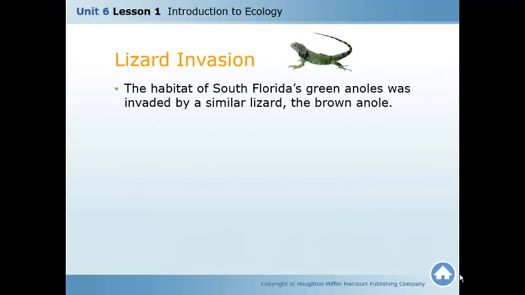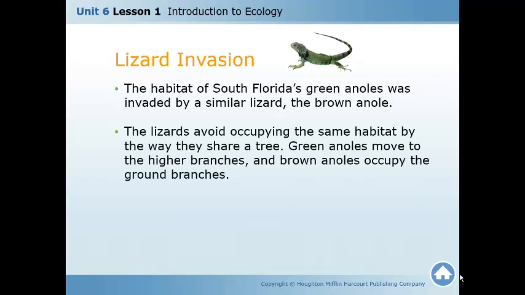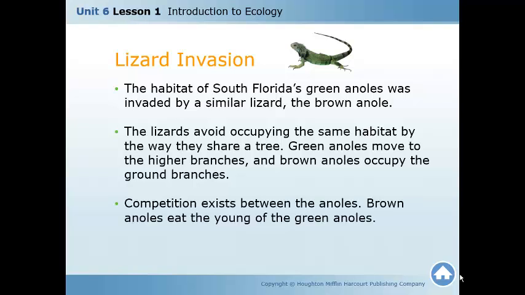Something in your book that shows this is the lizard invasion. There's a habitat of South Florida's green anoles that was invaded by a similar lizard called the brown anole. So the green anole was there in South Florida and the brown anole moved in. And the lizards avoid occupying the same habitat by the way they share a tree. So green anoles move to the higher branches and the brown anoles occupy the lower ground branches.